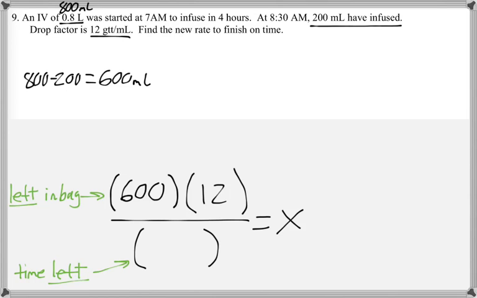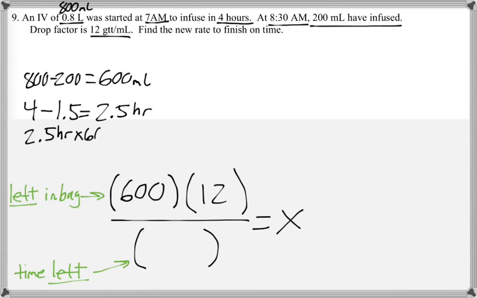And then with the time, it's supposed to infuse in 4 hours. And our starting time is 7 a.m. and it says at 8:30 a.m. So that's 1.5 hours that have passed of the 4 hours. So I need to take 4 minus 1.5 to get 2.5 hours, and then multiply 2.5 hours by 60 to get 150 minutes that are left.